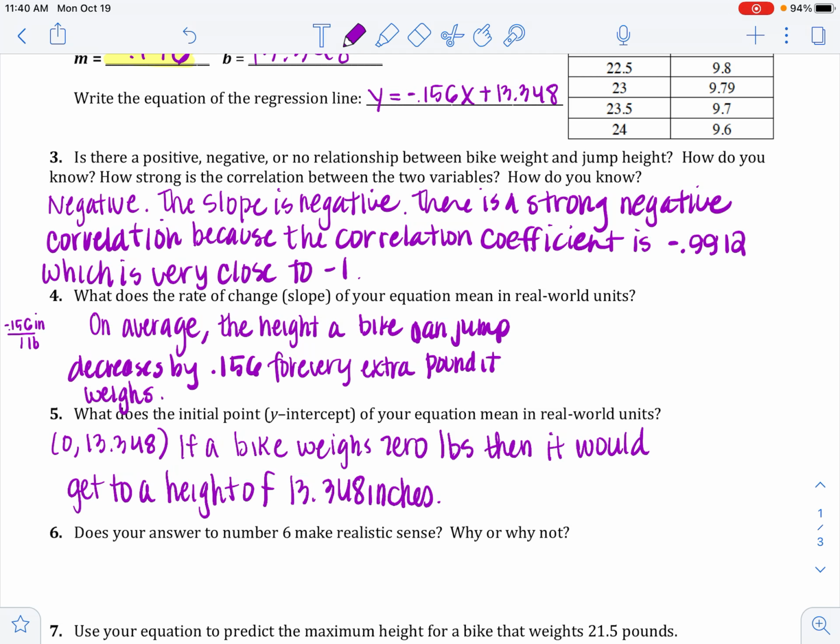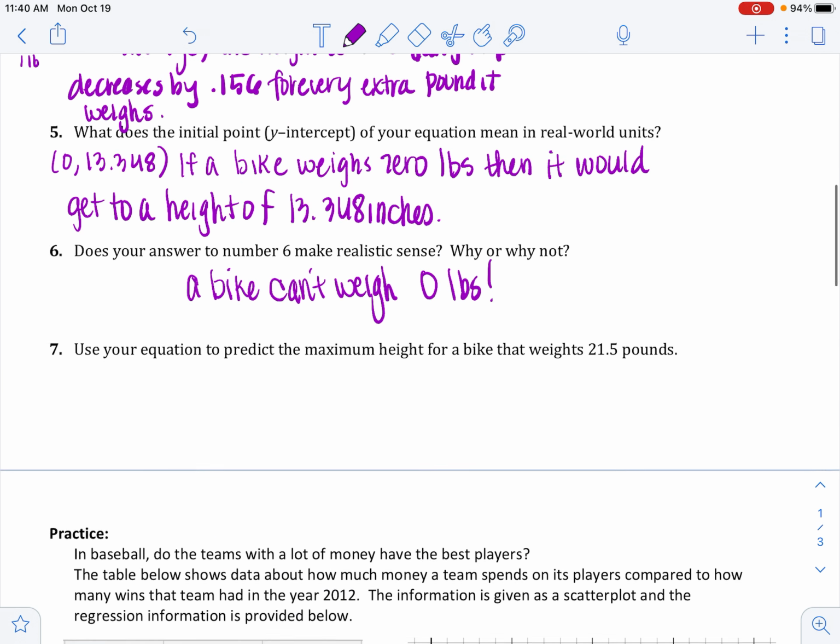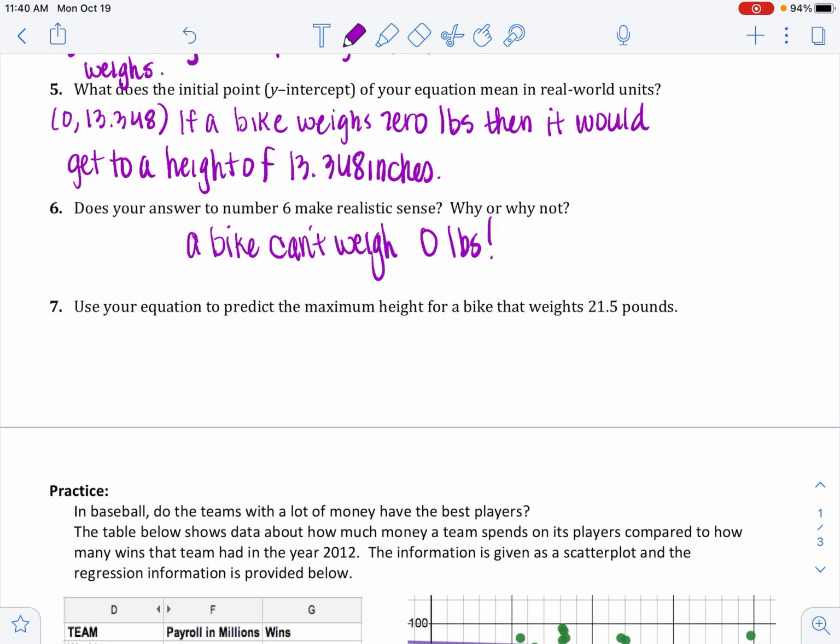Okay. Now, number 6 says, does your answer to number 6 make sense? Why or why not? So hopefully, as I was saying out loud, you were like, huh, what? That doesn't make any sense, because it doesn't. It's impossible. A bike can't weigh 0 pounds. Okay? It wouldn't exist then, right?